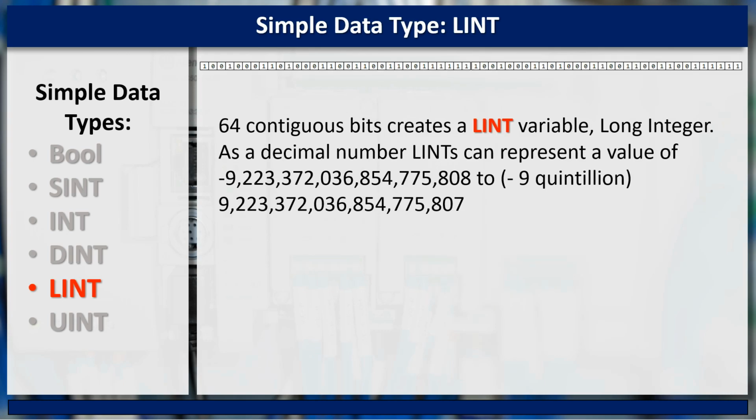When you have 64 contiguous bits, it creates a LINT variable, a long integer. As a decimal number, LINTs can represent a value of negative 9,223,372,036,854,775,808 to positive 9,223,372,036,854,775,807, over 9 quintillion.